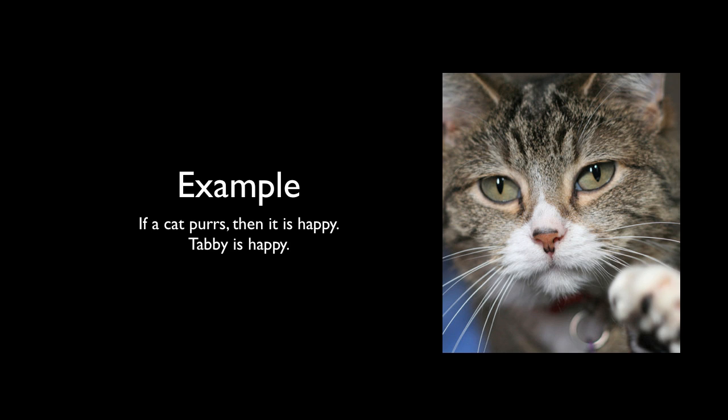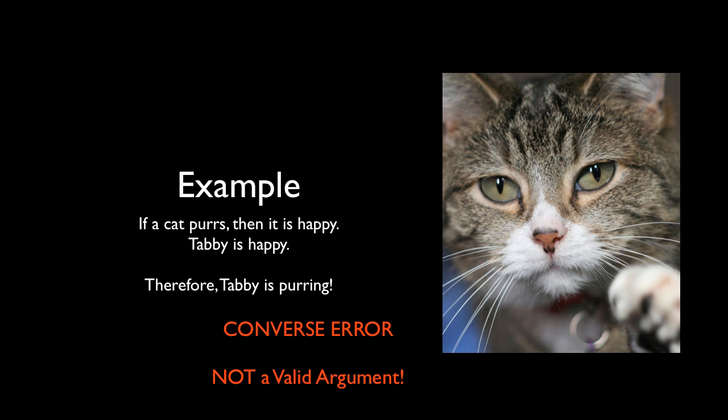If we turn this around a bit, we still have: if a cat purrs, then it's happy, and we're assuming that is true. Then we learn that Tabby over here is happy. A common mistake would be to conclude that Tabby is purring. That is wrong. That is an invalid argument, called the converse error. In the second line, Tabby is happy, which is the conclusion of the conditional statement. We cannot make that valid argument. That is an invalid conclusion.